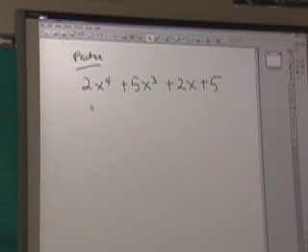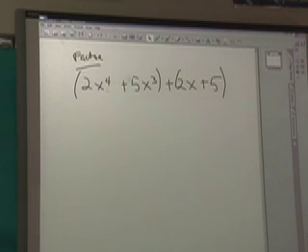All right, so 2x to the 4th plus 5x cubed plus 2x plus 5. What do you guys think we should do? Factor by 10? What's 10? There's no 10. I say we group it. GCF? Yeah, group it. How would we group it? 2x to the 4th plus 5x cubed. If we separate this problem into two parts, we're good.